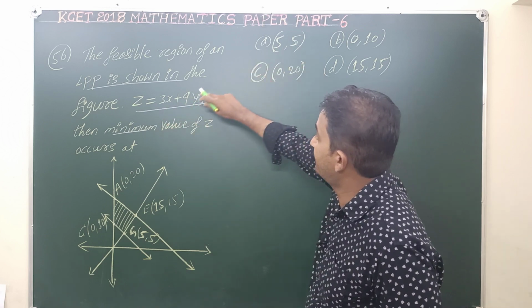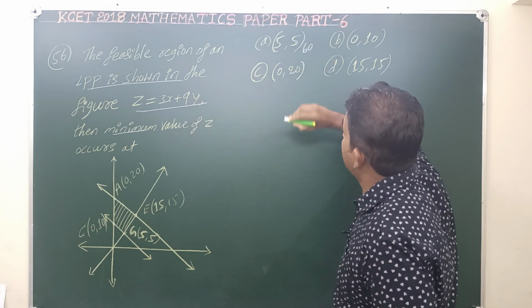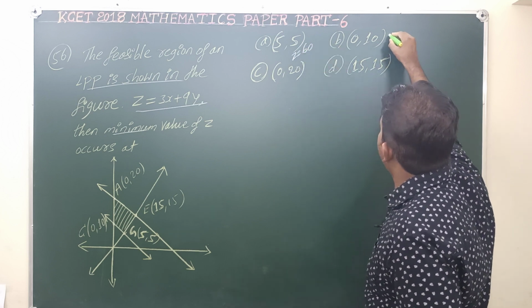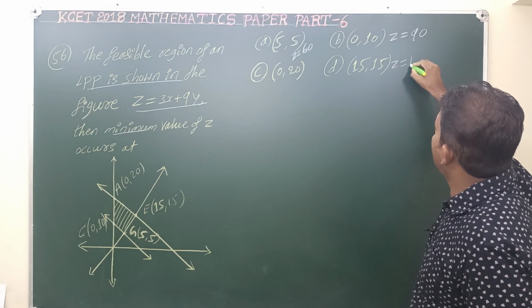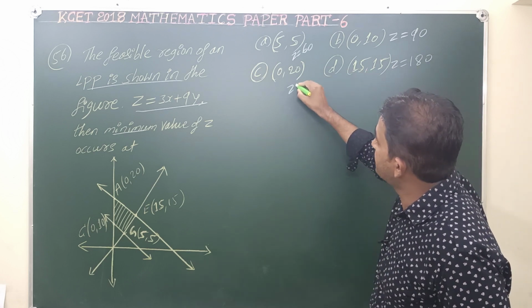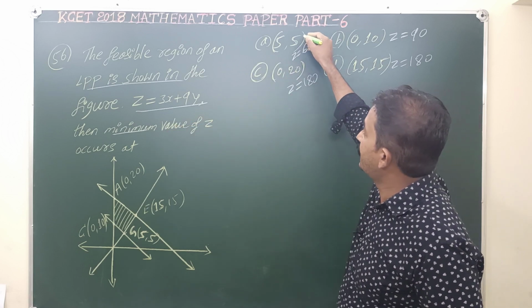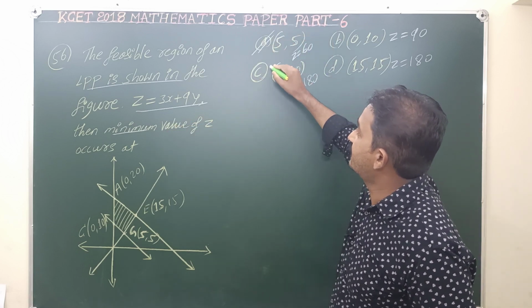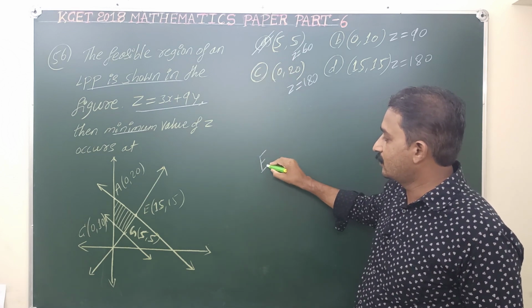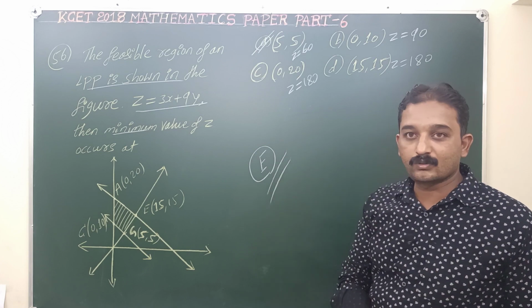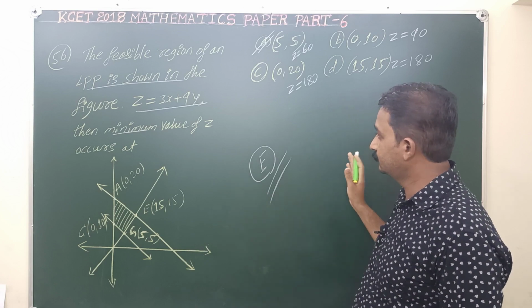So 5 comma 5 substituted in this case becomes 60. Output z is equal to 60. Here z is equal to 90. Here z is equal to 180. This is also z is equal to 180. We have to find the minimum value. z is equal to 60 at 5 comma 5. This is the correct option. Option A is correct in this case. So this is an easy question. All the students solve this question easily, because they have already solved this type of question in the NCERT textbook.